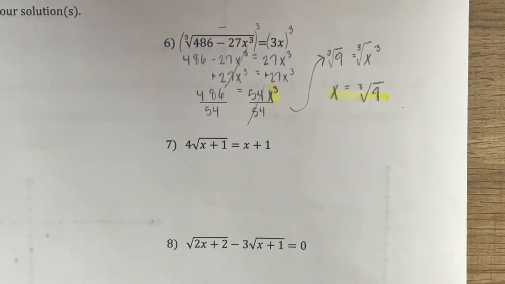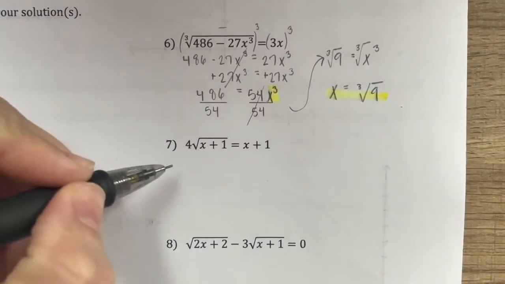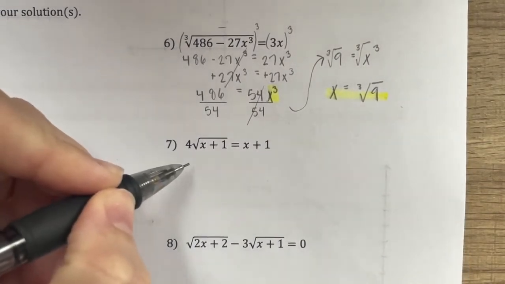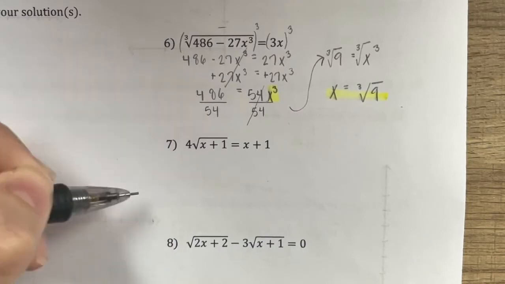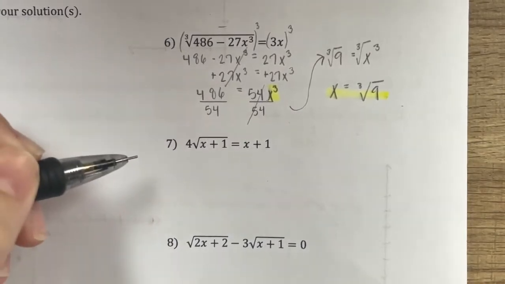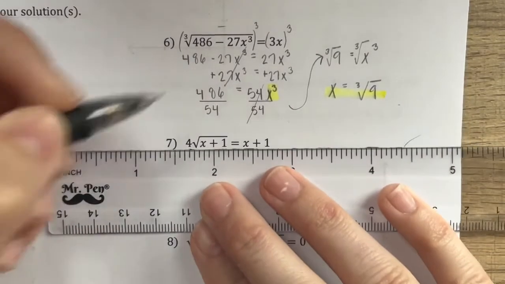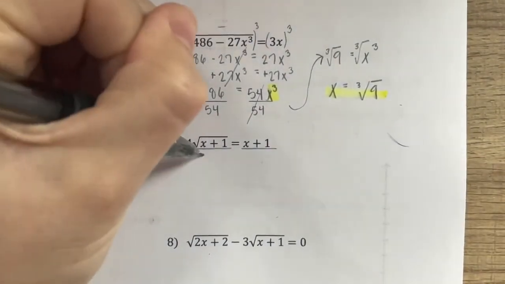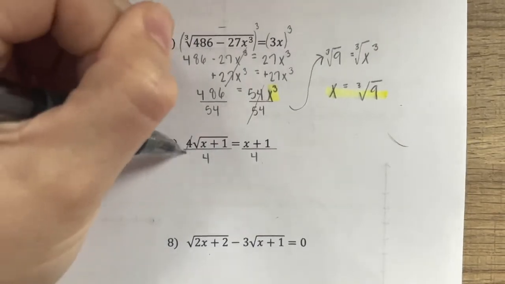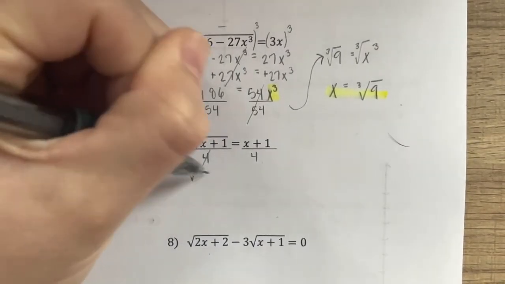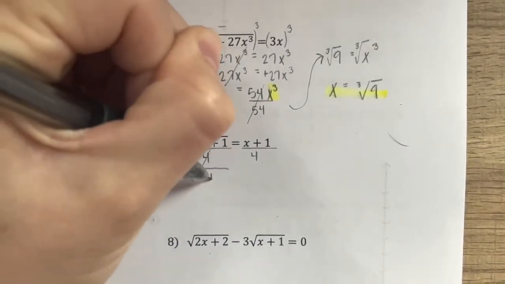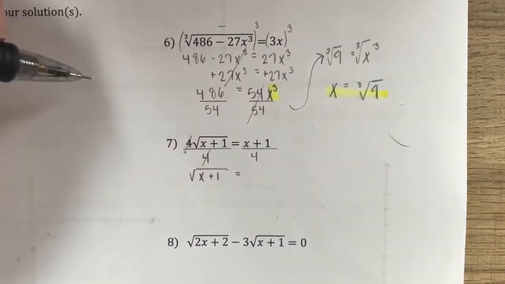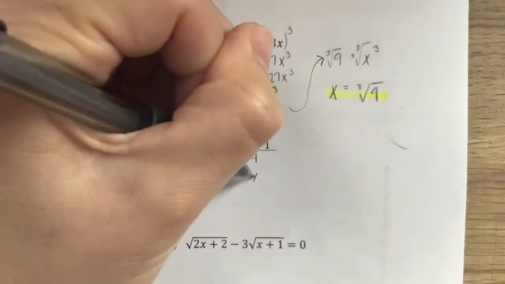And then for number 7, 4 times the square root of x plus 1 equals x plus 1. So I need to isolate the radical first. Right now 4 is being multiplied by the radical. So I'm going to divide both sides by 4 to cancel out the multiplying by 4. These cancel out. I'm left with just the square root of x plus 1 equals x plus 1 over 4.